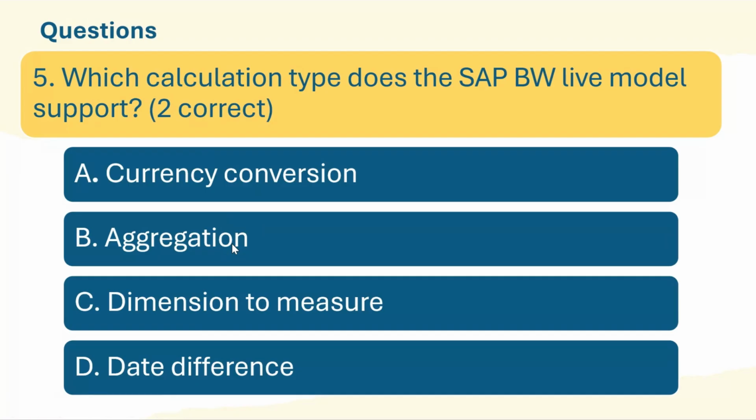Apart from this, you can also create a restricted measure, or you can perform normal calculations using two or multiple measures, like mathematical operations. But the other three options you can't do. You can't do currency conversion or unit conversion, you can't convert a dimension to a measure, and you can't do date difference. So these are not possible in a live model. The correct answer will be only aggregation.